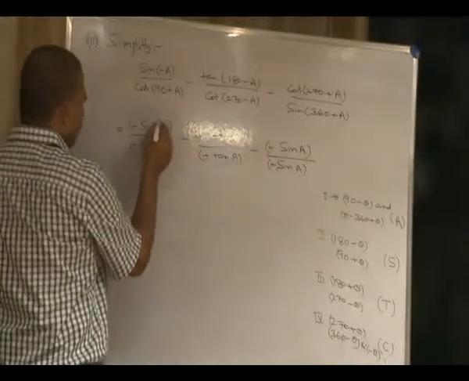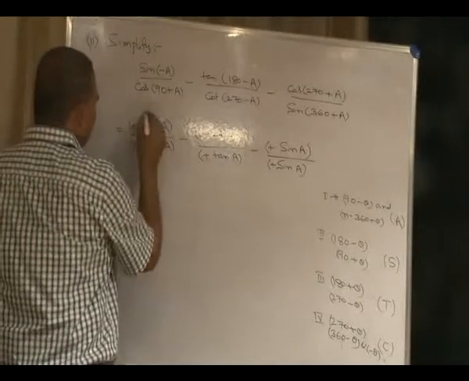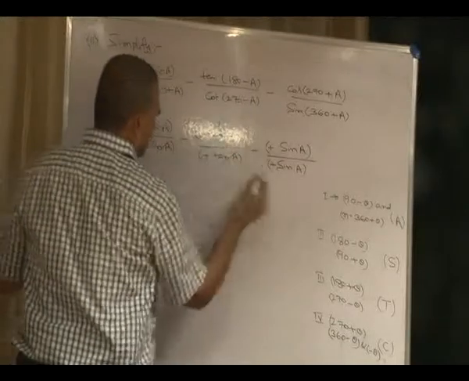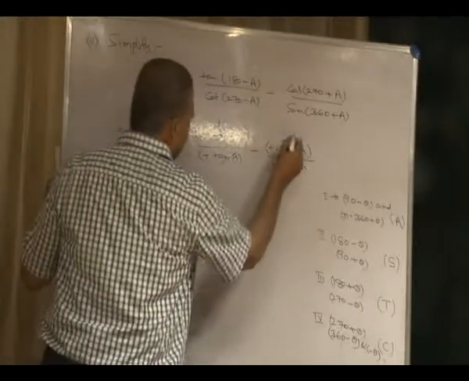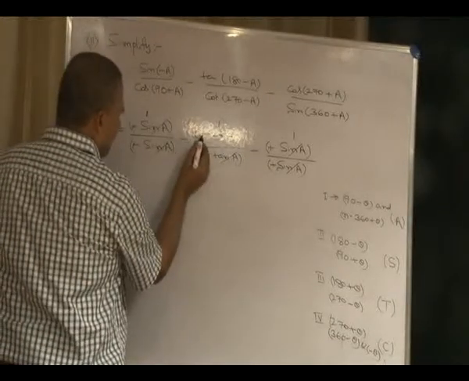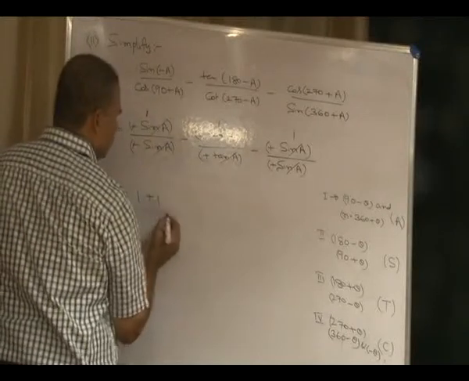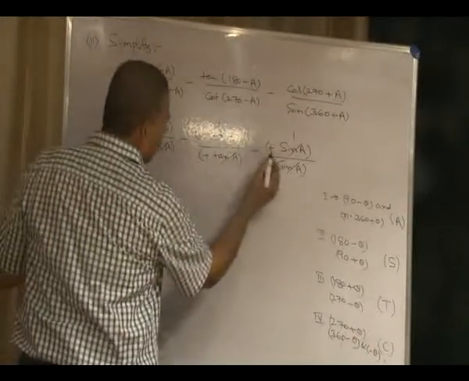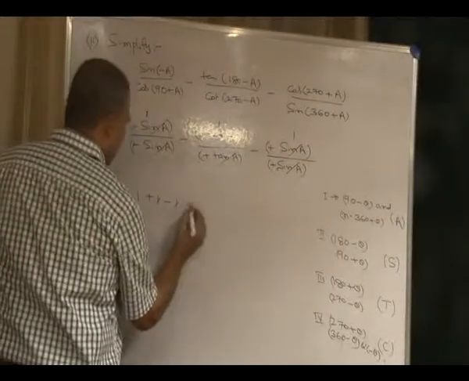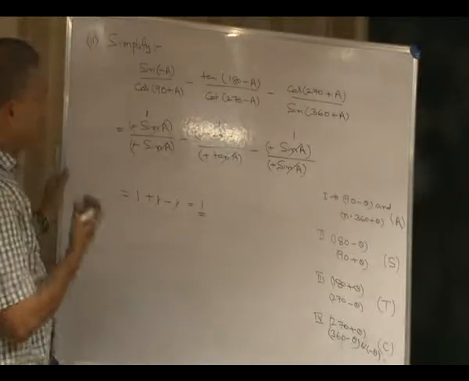Here in both numerator and denominator sin a, and the minus signs cancel, that is 1. Here tan a cancels, that is 1. This sin a cancels, that is equal to 1. This minus divided by plus is minus, into this minus is plus 1, minus 1. This minus 1 and plus 1 cancel, the value is 1. The value of the given problem is 1.